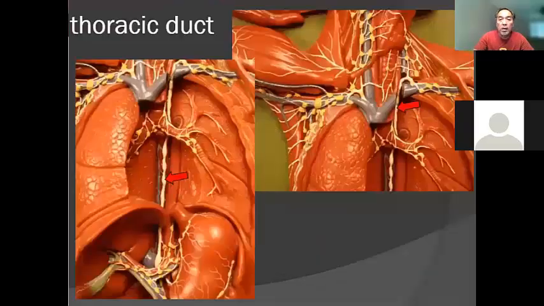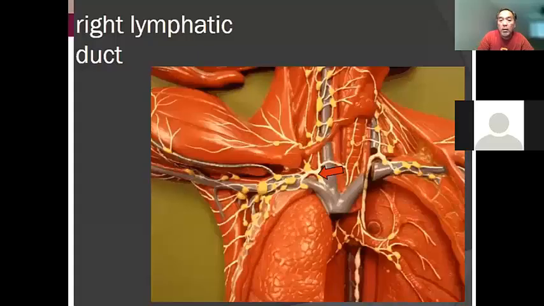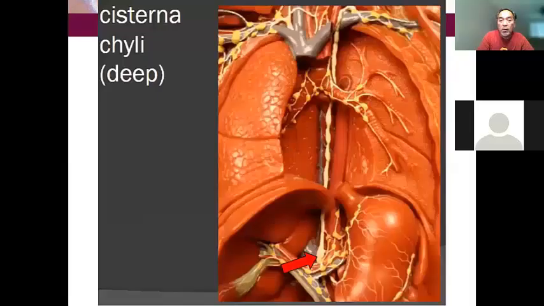Right. Now, this is the thoracic duct. So it connects from the cisterna chyli up into the thoracic area where the thoracic duct is. So the whole structure here is called the thoracic duct, and it enters the left subclavian vein. And this is the right lymphatic duct, and the right lymphatic duct enters the right subclavian vein. Okay? And then here's the cisterna chyli, located deep in the abdominal viscera. That is the one that will connect with the thoracic duct, where the thoracic duct enters the left subclavian vein.